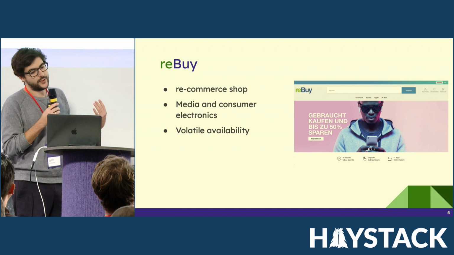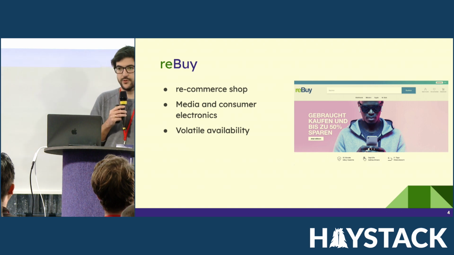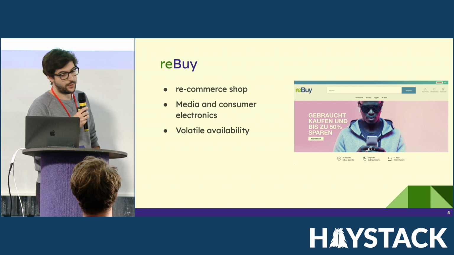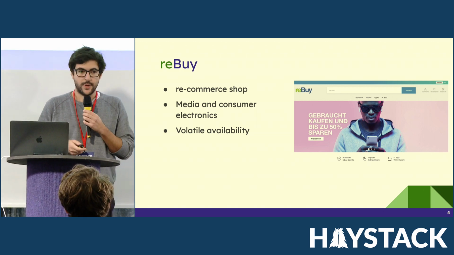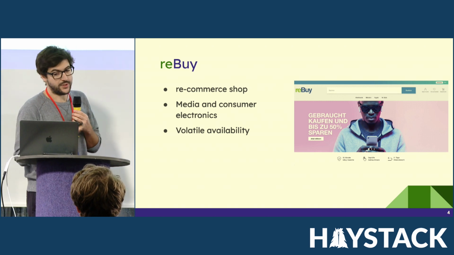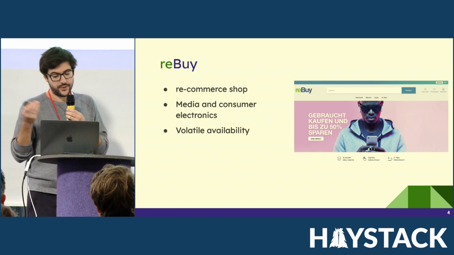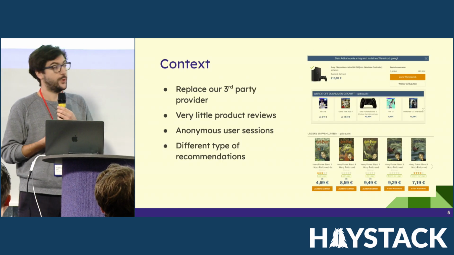What this means, though, is that there is a very volatile availability because our stock is very dependent on what people sell to us, and this can lead sometimes to some problems. So we always have to keep it in mind when we do recommendations or search, and you will see later that we have some problems to solve with regard to that.